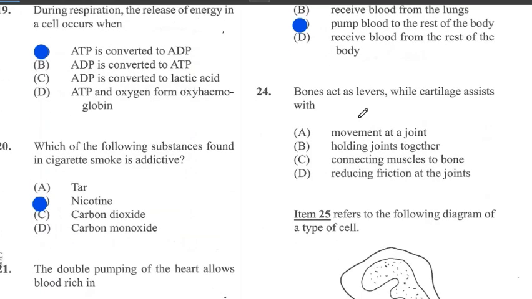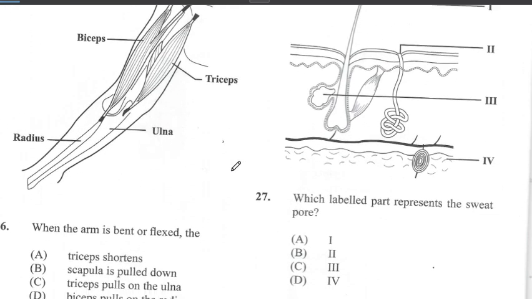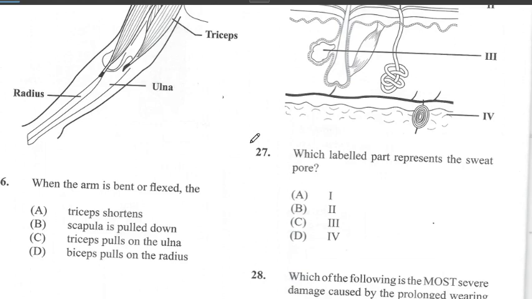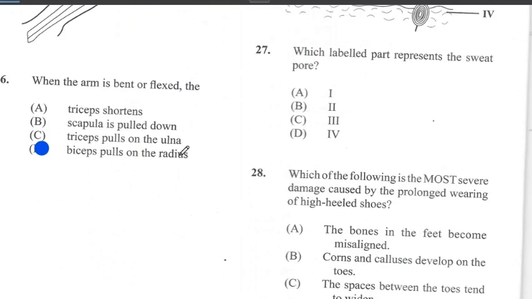Bones act as levers while cartilage assists with reducing friction at the joints. The diagram most likely represents a phagocyte. So that would be B for that. When the arm is bent or flexed, that would be the biceps pulling on the radius. That would be that for it.